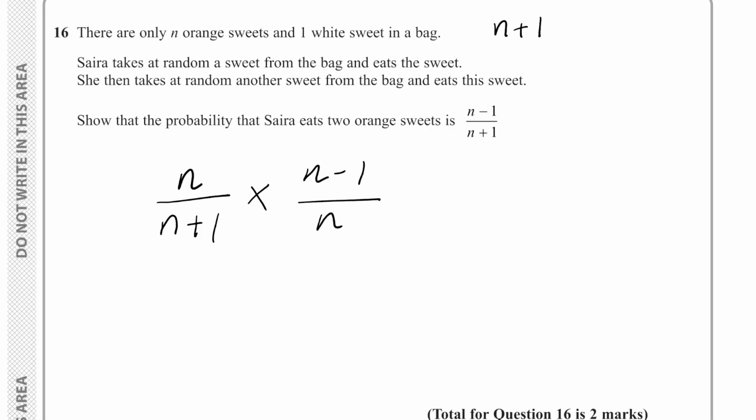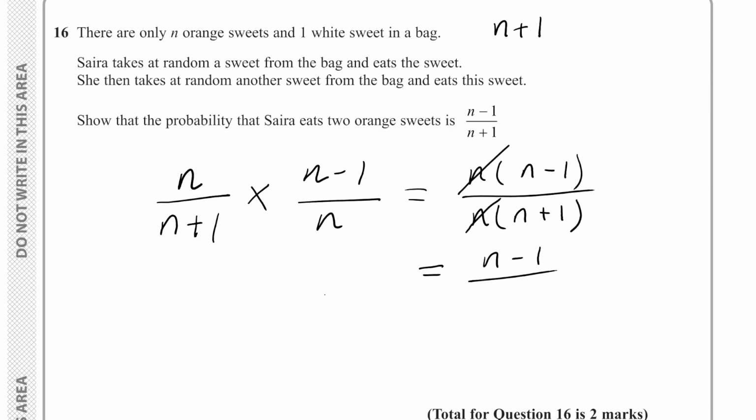So the chance of getting an orange, then an orange again, is n over n plus 1 times n minus 1 over n. So it's n times n minus 1 over n times n plus 1. Divide top and bottom by n. N minus 1 over n plus 1.